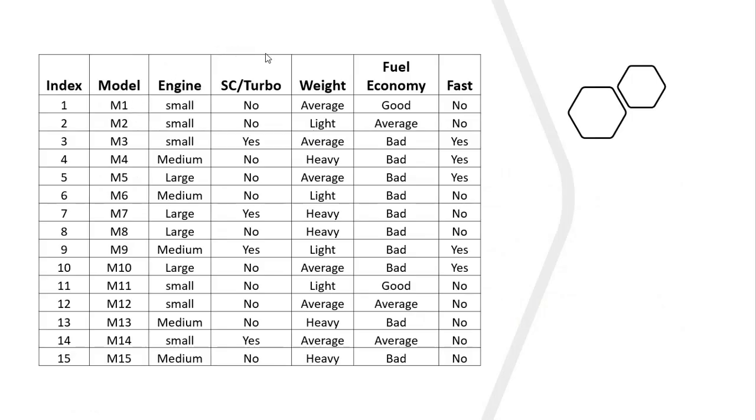Now we look into this data of cars. Cars of different models have different attributes like engine, AC, turbo, weight, and fuel economy. Based on those attributes, we have to decide whether the car goes fast or not. We'll work on this to find the Gini impurity. It is a binary classification problem. So when you are building a decision tree, how do we choose the attribute based on the impurity measure? We'll see how we measure the impurity.